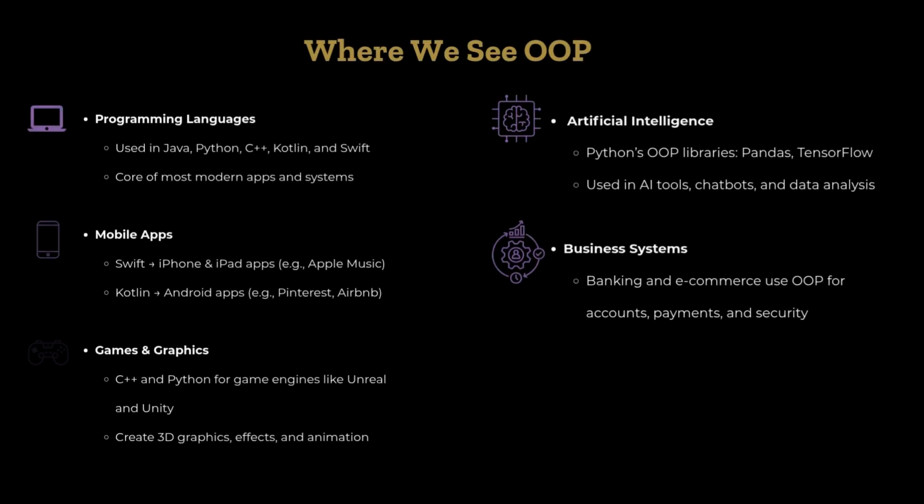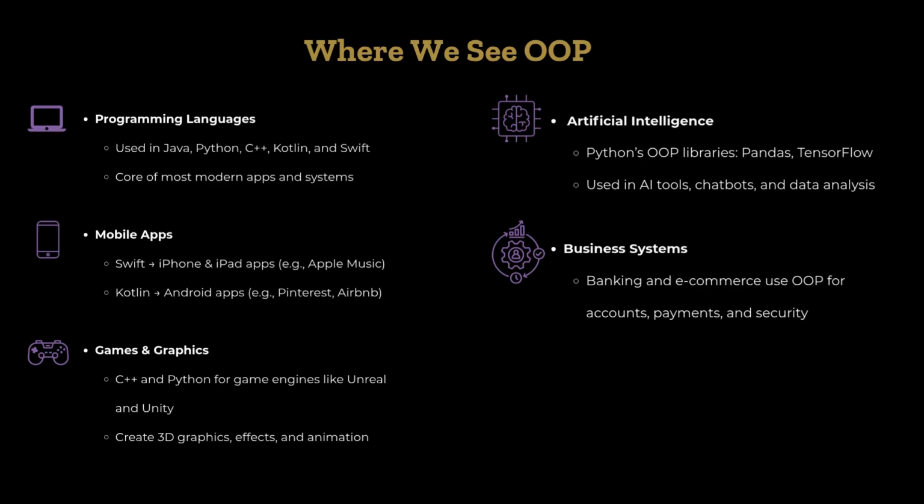Where we see it: object-oriented programming is everywhere in technology today. We see it in many popular programming languages like Java, Python, C++, Ruby, PHP, Kotlin, and Swift. All these languages are built around OOP principles. It is really the foundation of the most important programming languages. In mobile development, Swift is used to create apps for iPhone and iPad, while Kotlin empowers most Android applications. Both of them use OOP to organize code into smaller, reusable parts, making apps easier to update and maintain.